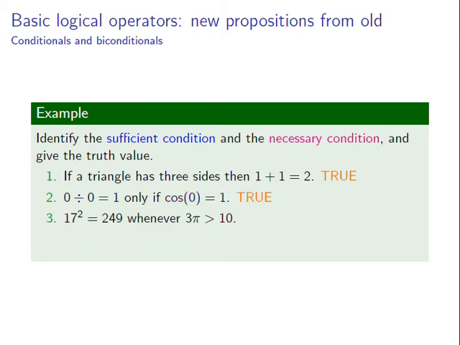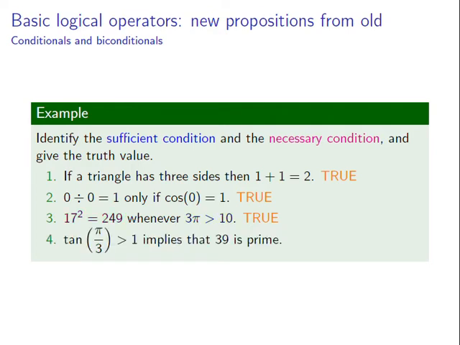In the sentence 17 squared equals 249 whenever 3 pi is greater than 10, the two conditions are linked by the word whenever. Hence, the sufficient condition is 3 pi is greater than 10, and the necessary condition is 17 squared equals 249. Since the sufficient condition 3 pi is greater than 10 is false, the conditional sentence is true.